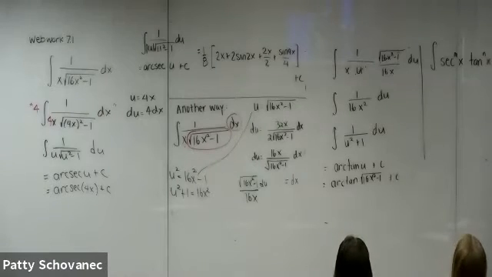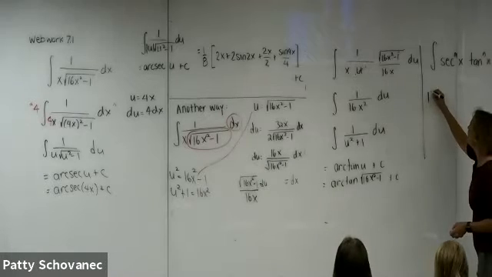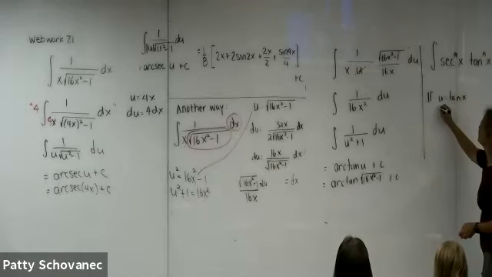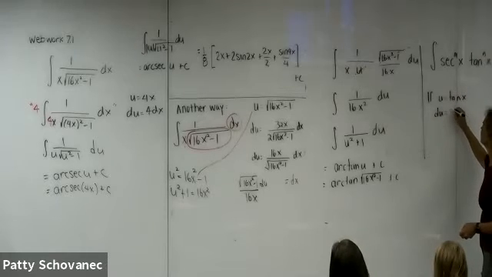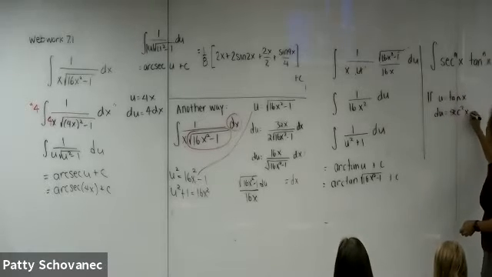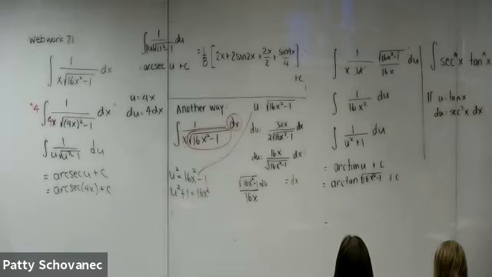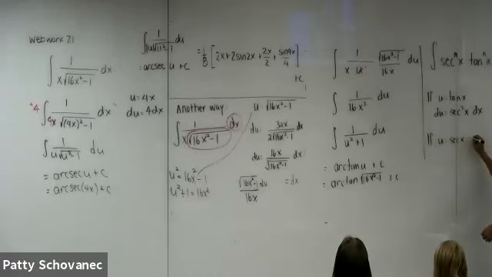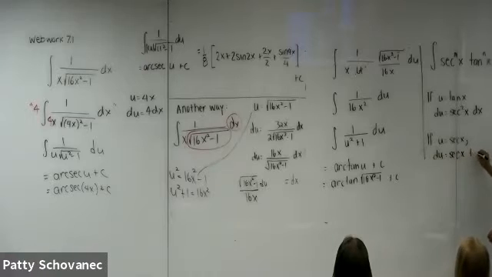Let's write everything we know about secants and tangents. So suppose we tried to make one of them u, what would the du be? So what if u is a tangent? Then what's du going to be? Secant squared. What if u is equal to a secant? What's du going to be? Secant of x, tangent of x.